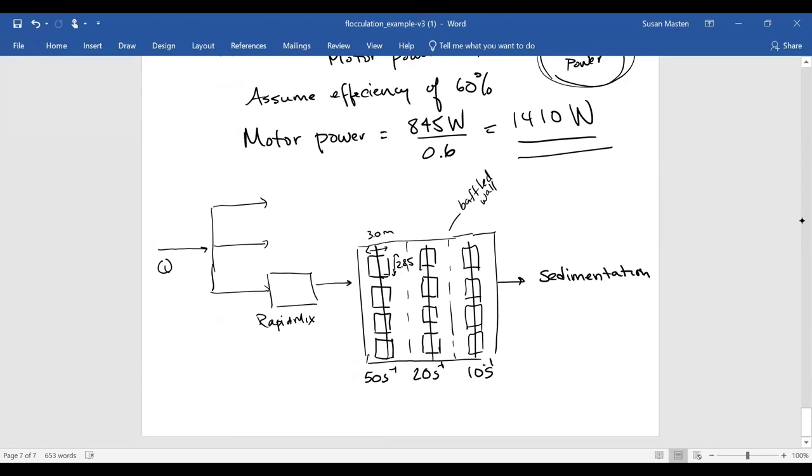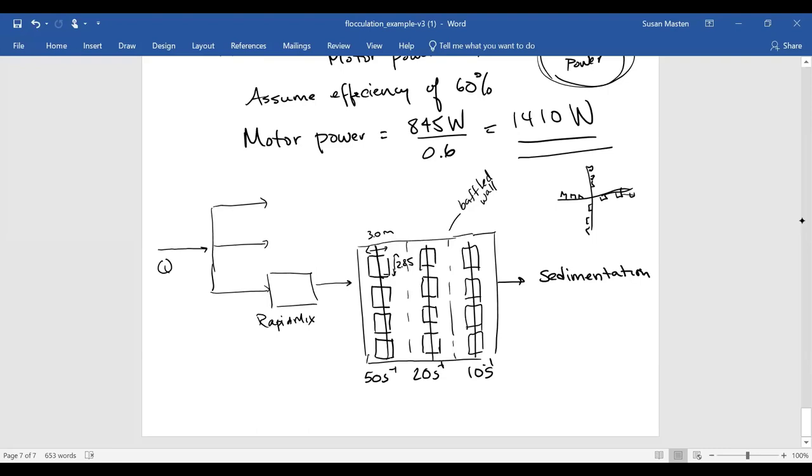Okay. And each one, if we're looking into the reactor, what we would see is the arms of the paddle wheel. So we have four arms the way we've designed this, with three blades on each wheel. Does that help? Yeah, that helps a lot. Thank you. Okay.